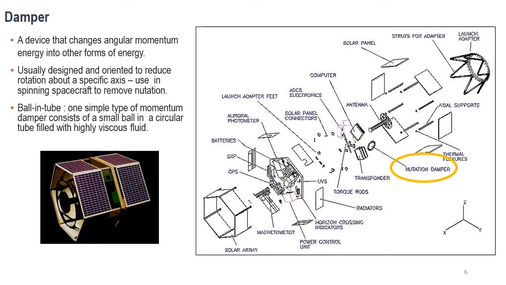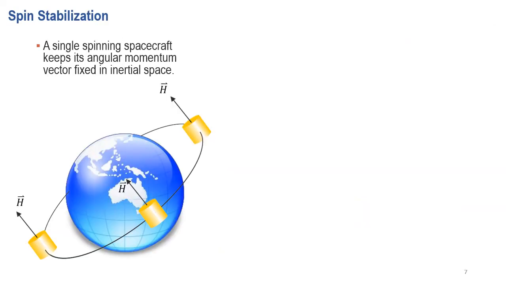A damper is another actuator that is usually used in combination with others for a complete system. A damper is a device that changes angular momentum by absorbing the energy.